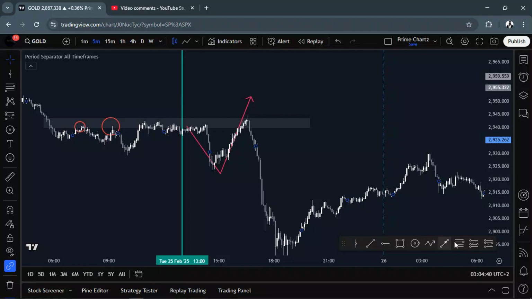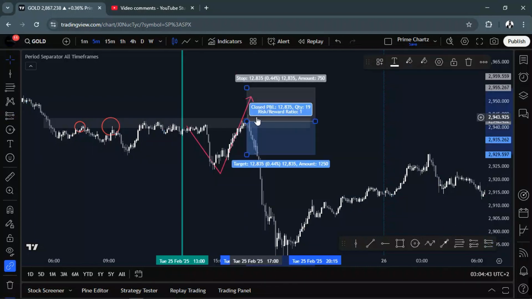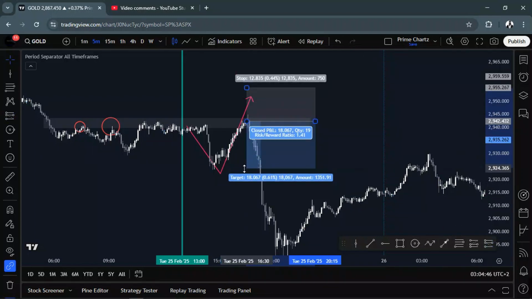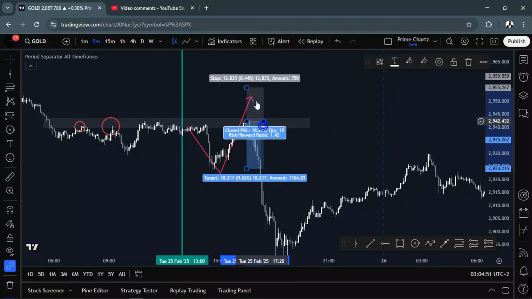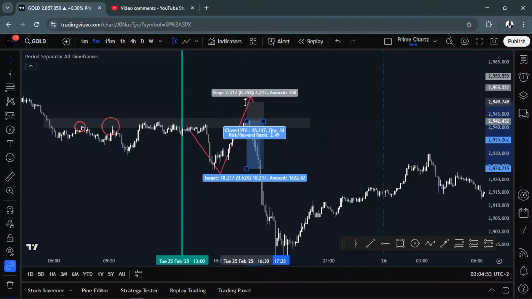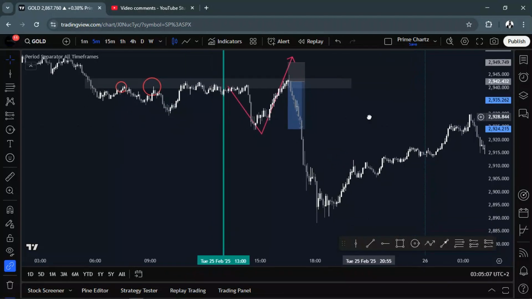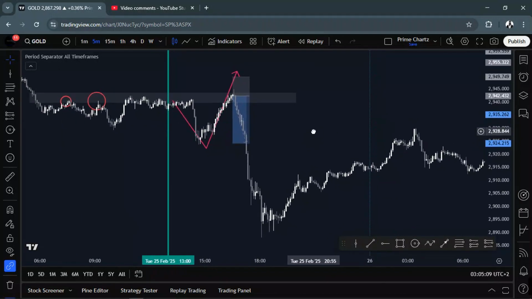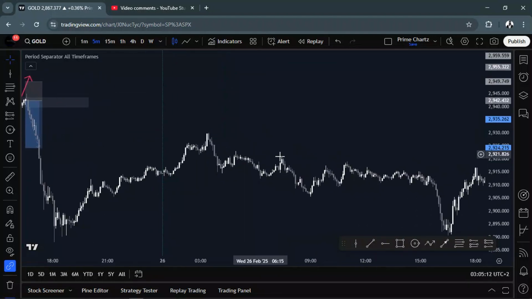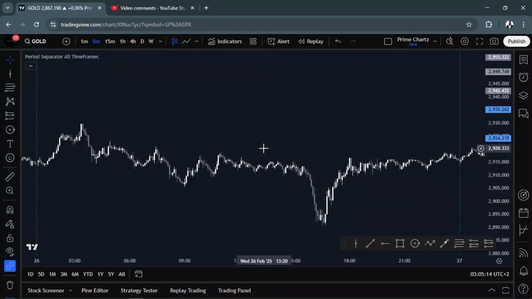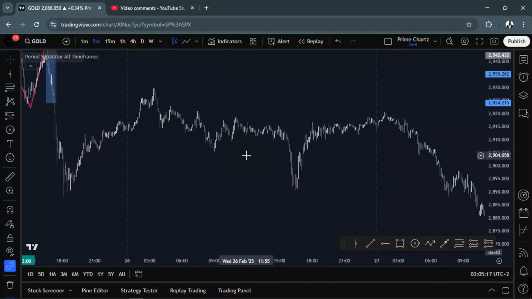And therefore we can anticipate price to reject again from this level, and this low right here is going to be our target, and our stop loss is going to be just above the resistance zone right there. And also, as you can see, guys, this was a successful trade. Price pushed all the way to the downside, making it a successful trade. So again, let's move on to Wednesday.